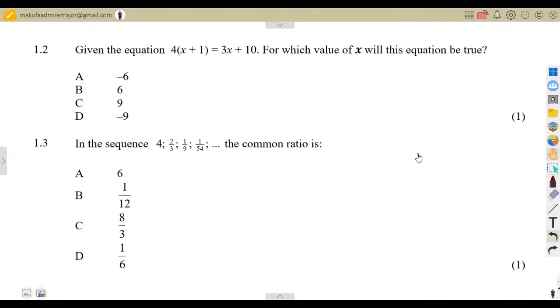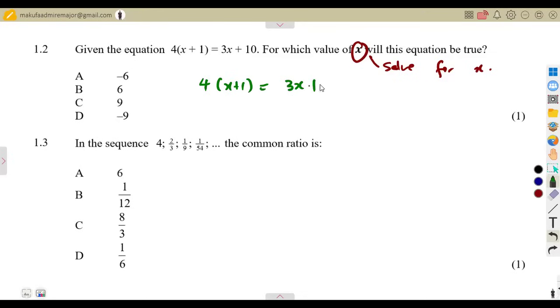1.2: given this equation, for which value of x will this equation be true? They are simply asking you to solve for x, in another way. How are you going to solve for x if we're given just an equation? Given this equation: 4 into x plus 1 is equal to 3x plus 10.